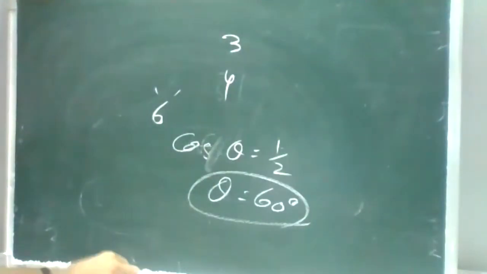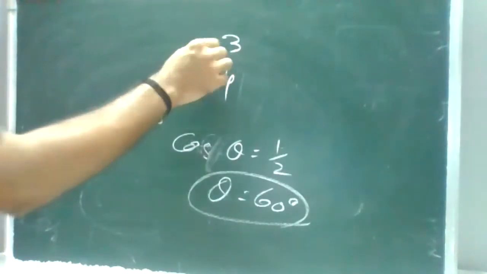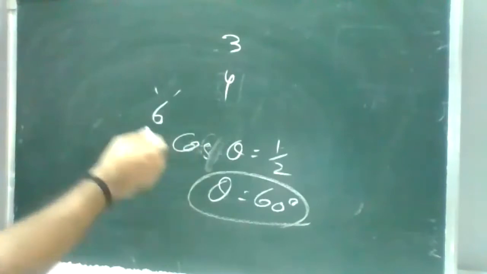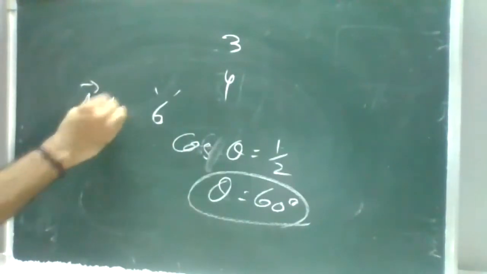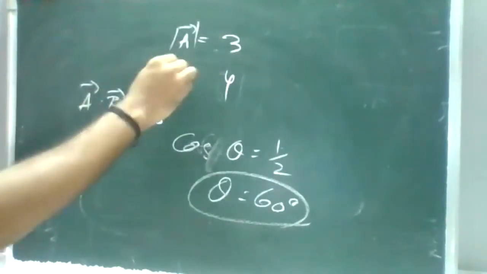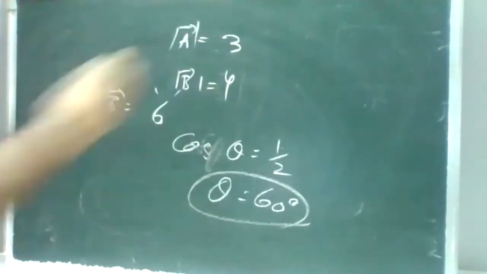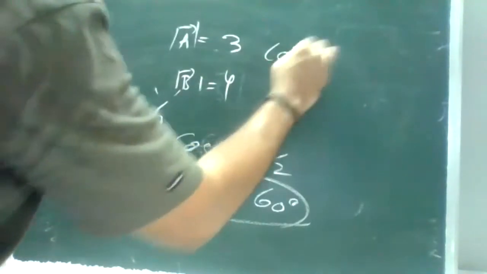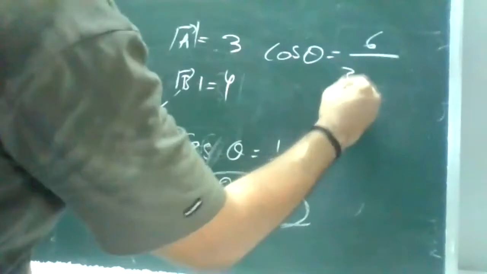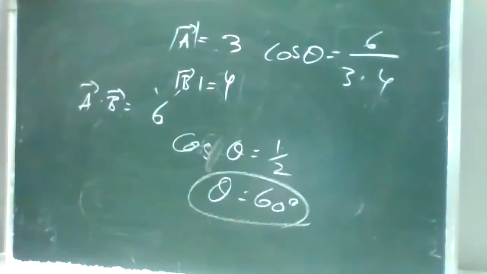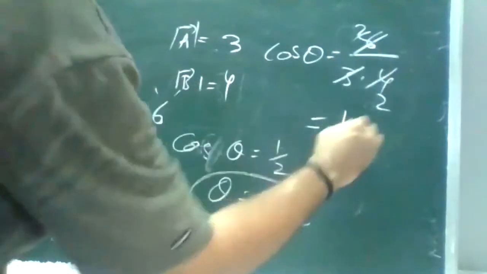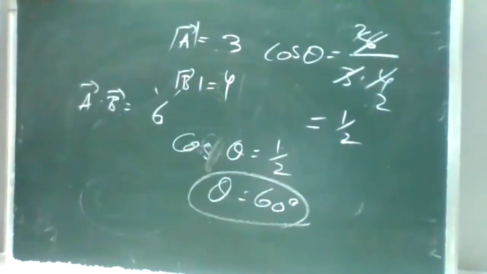If you don't know, I'll help you with that. Here the magnitude values are given. The product a vector dot b vector is 6, the magnitude of a is 3 and the magnitude of b is 4. So we are going to find cos theta. Cos theta is equal to a dot b, which is 6 by 3 into 4. You can cancel it twice. So the answer is 1 by 2. So again, theta is equal to 60 degrees.